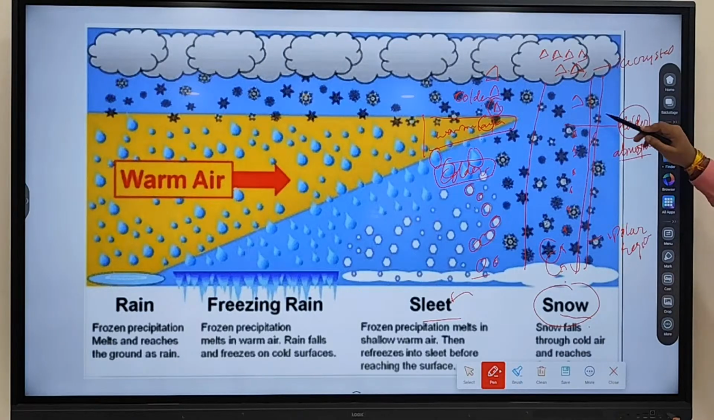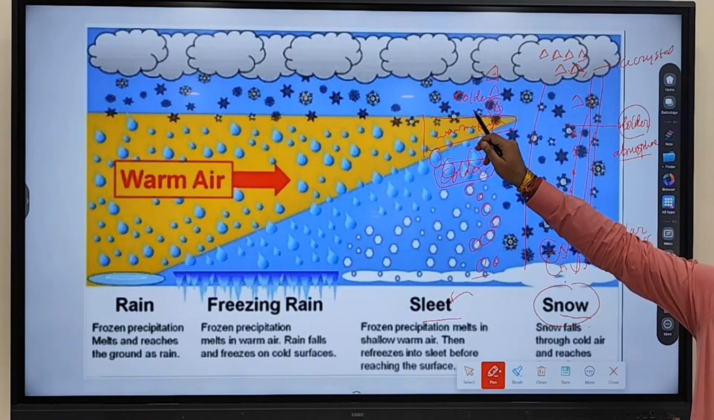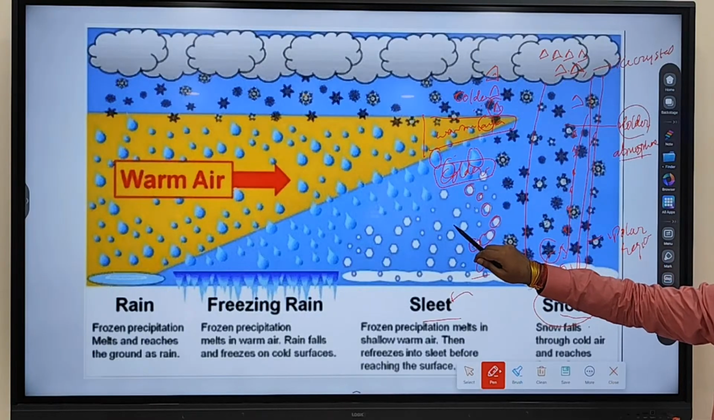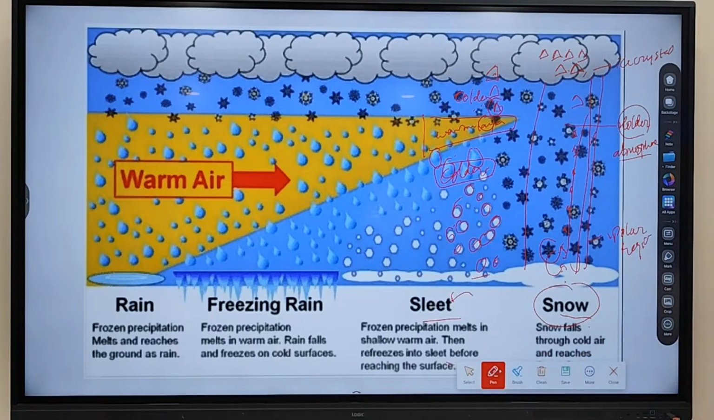Clear? So in snow there is no melting happening. In case of sleet, what is happening? Ice crystals first melt and again refreeze and come in the form of sleet onto the surface.